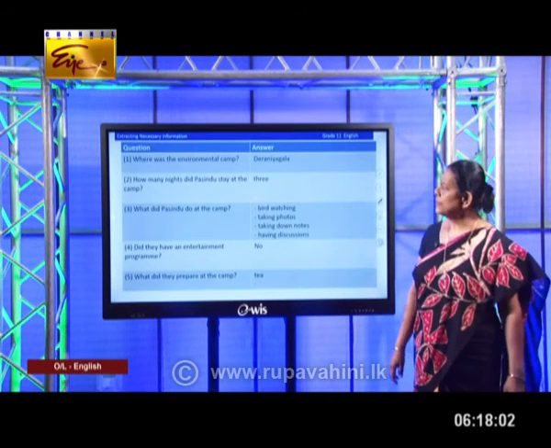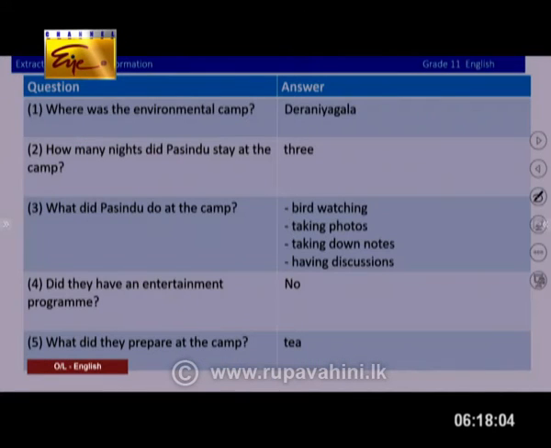Right. Read the first one. Where was the environmental camp? It's very easy. Where? The answer should be a place. Dharanyagala.